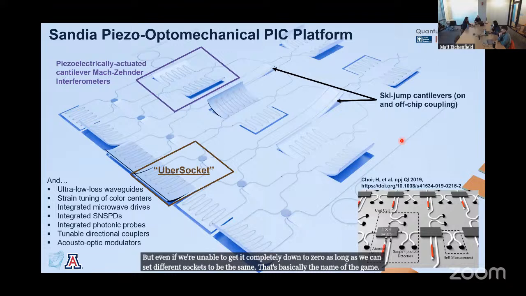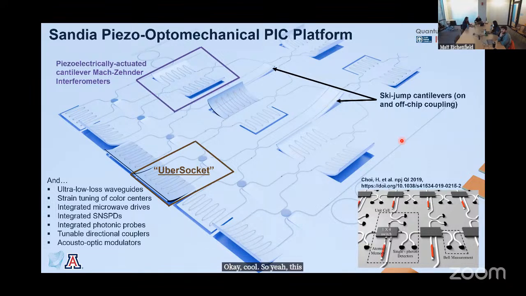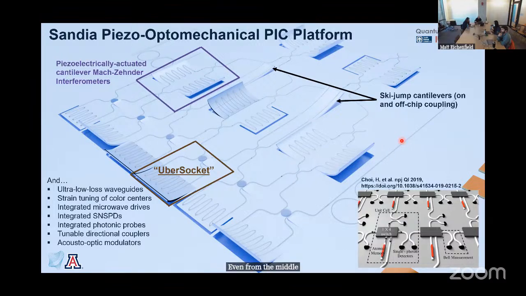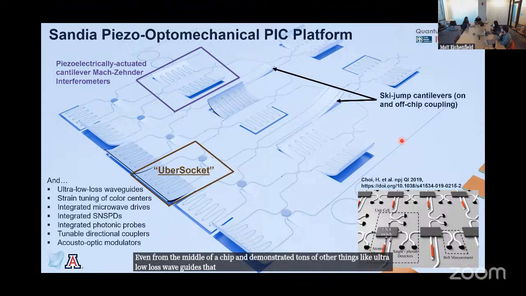Okay, cool. So yeah, this device has been fabricated in the piezo optomechanical photonic integrated circuit platform developed at Sandia. In this platform, we have tons of other things like piezoelectrically actuated cantilever Mach-Zehnder interferometers. We have these so-called ski jump cantilevers that can do on and off chip coupling, edge coupling, even from the middle of a chip, and demonstrated tons of other things like ultra low loss waveguides that Matt might talk about the first time.